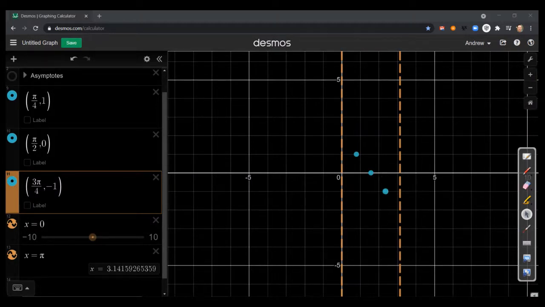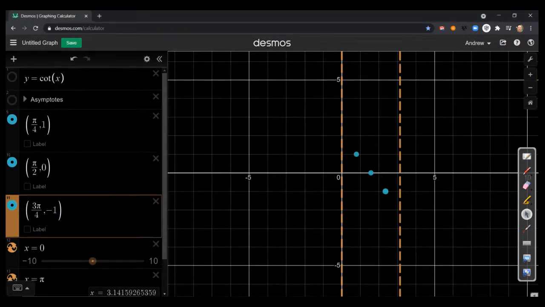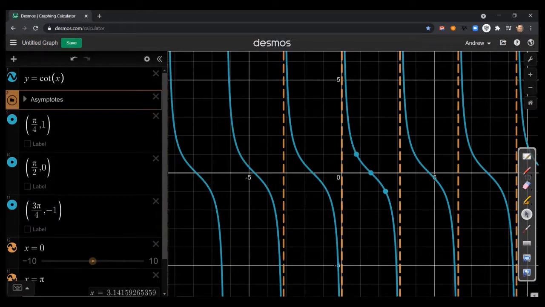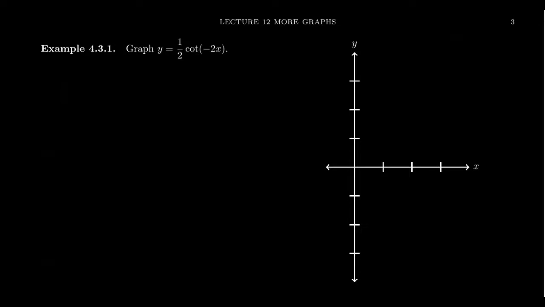Then if we repeat this process over and over again, we get the shape of cotangent. And of course, all of the vertical asymptotes need to be there as well. So with those observations of the graph of tangent and cotangent now addressed, let's start modifying the graphs of tangent and cotangent and go from there.